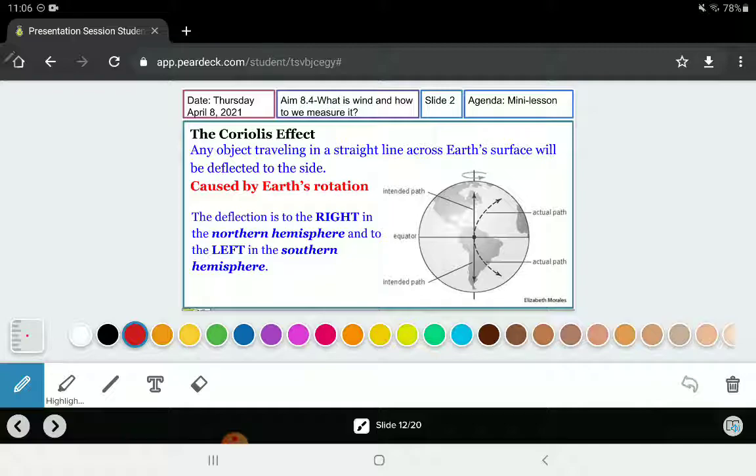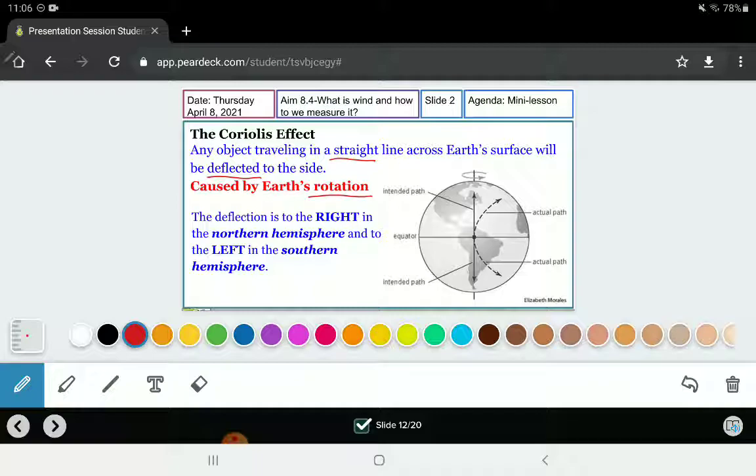So I lied. We're actually talking about the Coriolis effect today. I just forgot about the slides. The Coriolis effect is an effect that happens when an object traveling in a straight line across Earth's surface is deflected to the side. And this is actually caused by Earth's rotation.